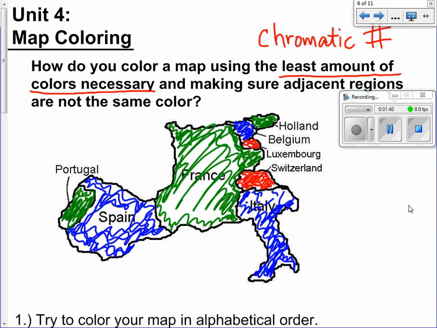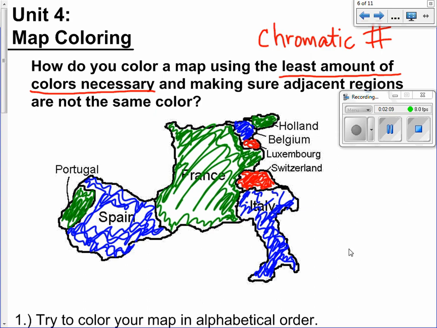And what I'm going to do is show you some steps to show you the best way to find the chromatic number. Some people have gotten good enough that they can just look at the map and kind of figure it out that way. Some people actually go through and color piece by piece. So what I'm going to do is just give some guidelines on a way that you can find the chromatic number and get your map colored.